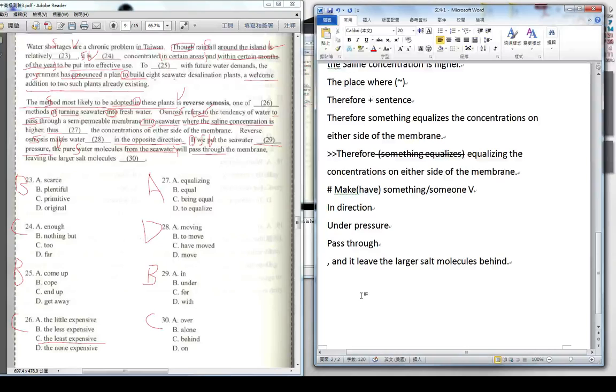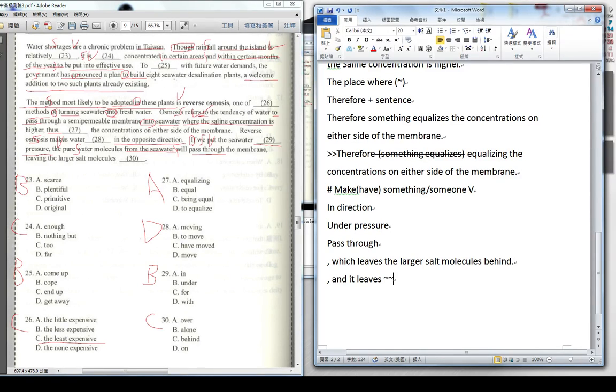So leave something behind is a phrase. Just remember it. And it leaves the large salt molecules behind. So it is the membrane, and the membrane leaves the large salt molecules behind. And here 我们想用分词构句。So which here is not and. Will pass through the membrane which leaves the large salt molecules behind. You have to notice that if you use which, we will not put it here because which is already a subject.